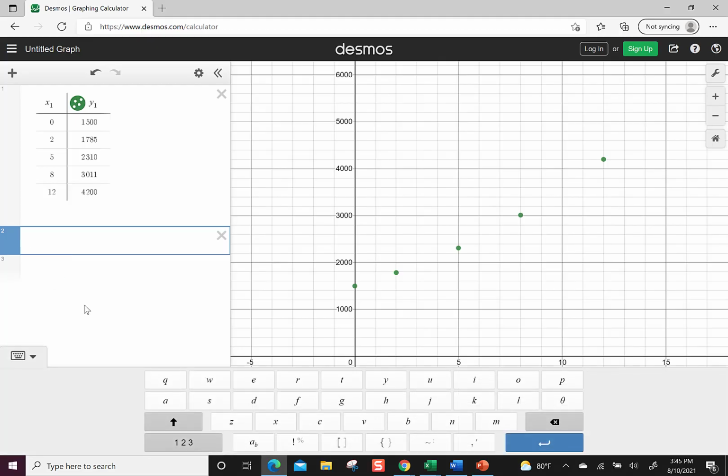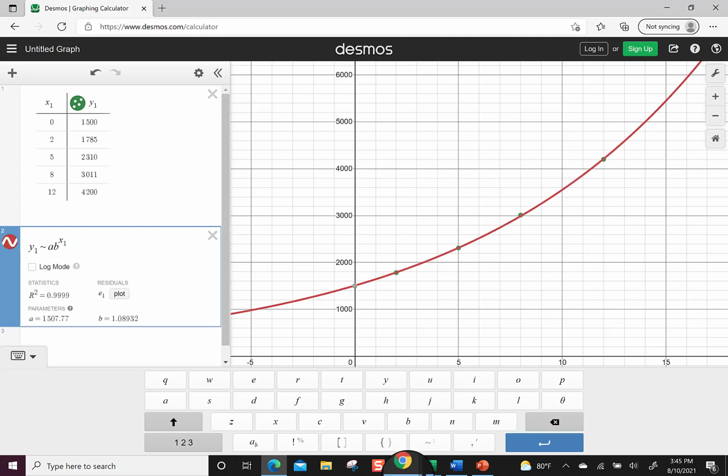And I said I want us to do an exponential regression, so we're going to type Y1, click on the tilde, and we say A, B to the X1. Really important when we're doing this, you need to hit the log mode. Log mode has Desmos use the same kind of calculation that programs like Excel or Texas Instruments would use when they're doing their statistical analysis. So super important that you hit that log mode to get the answers correctly.